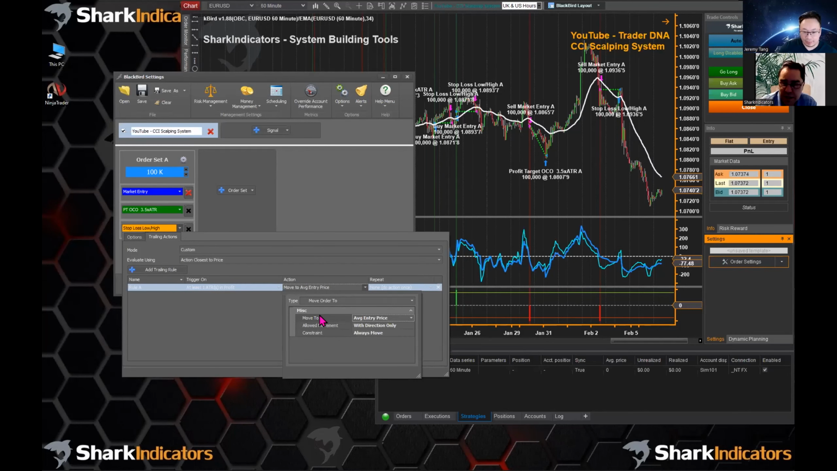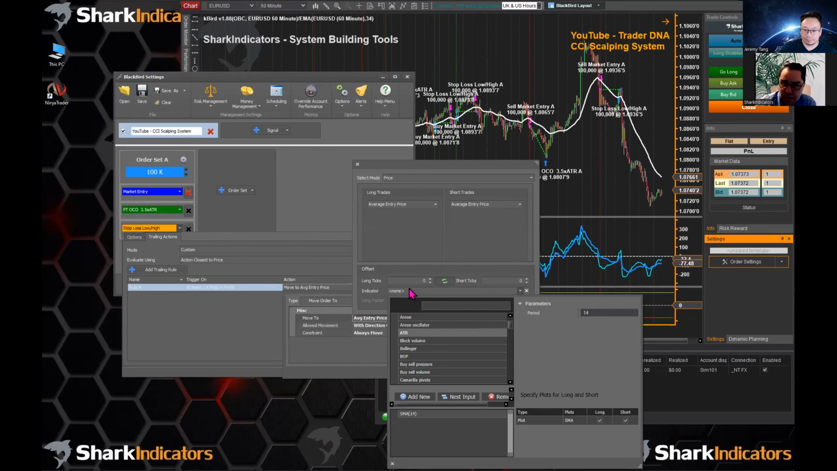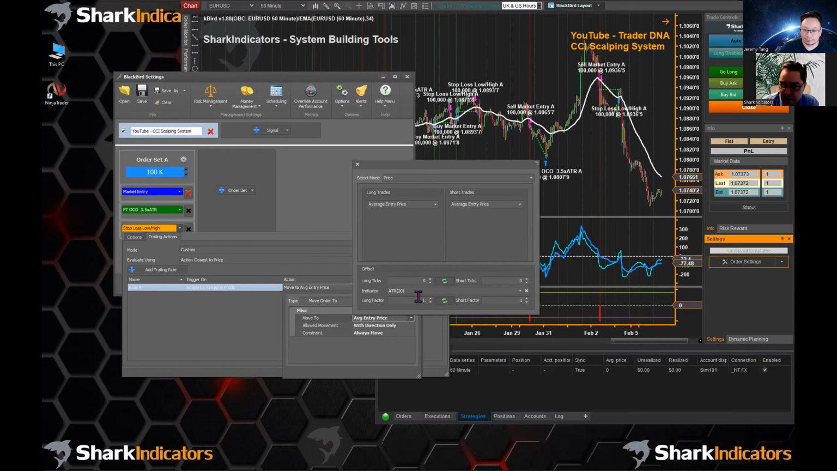So in the actions here, where we're moving that stop loss to break even, we can add an offset to keep that stop loss at a little bit of distance and give the market a little bit of breathing room. So let's add, again, a 1 ATR stop loss offset. There we go. So there's a 1 ATR offset to the break even. So it's actually break even minus 1 ATR.